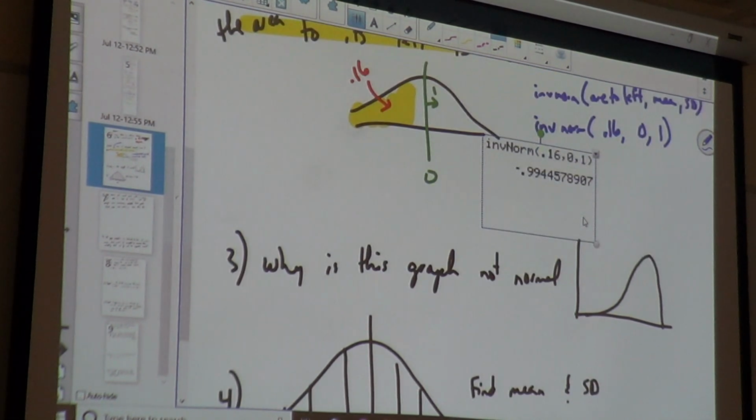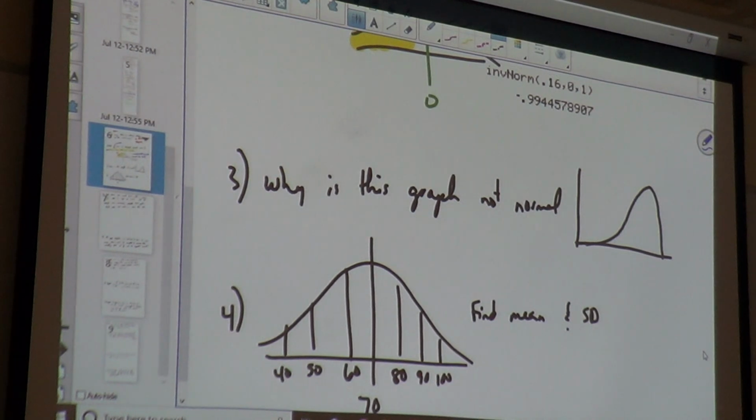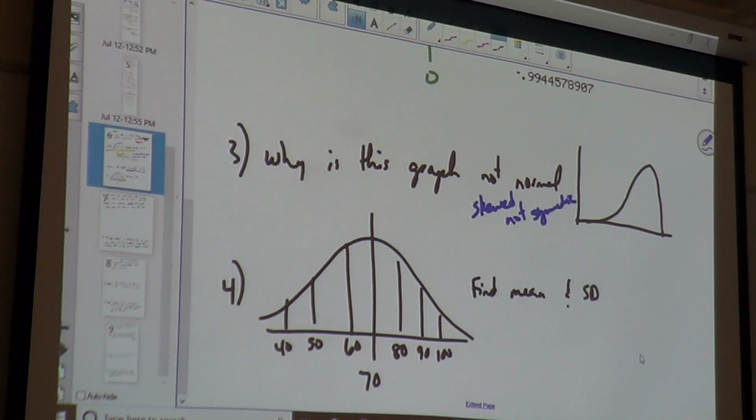Cool? Number 3, why is the graph not normal? It's skewed, it's not symmetric. Okay? So for this one, it's skewed, not symmetric. Number 4, tell me what is the mean and what is the standard deviation? 70 is your mean. What is your standard deviation? 10. Is everybody cool with that?